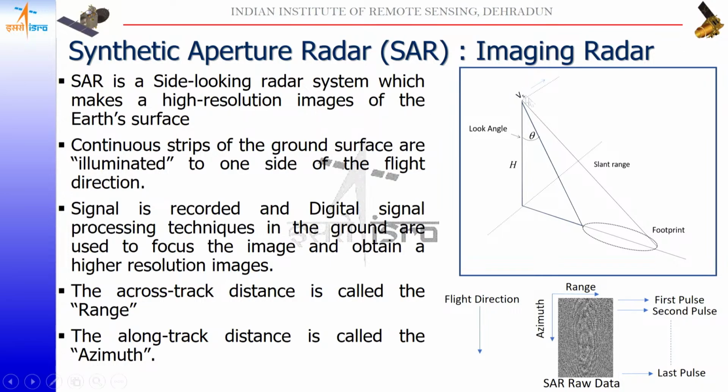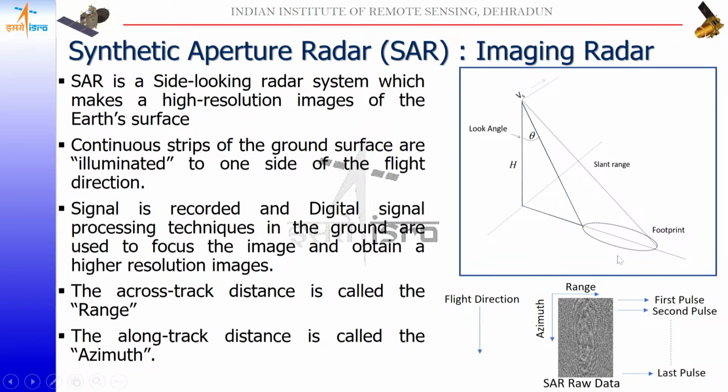So in this diagram you can see this is a SAR, and SAR is a side looking system, and it actually looks either to the right or left side of a target area. So this is called the slant range, and the angle it makes with respect to the nadir is called the look angle. So what the range is making with respect to the nadir, this is called the look angle.